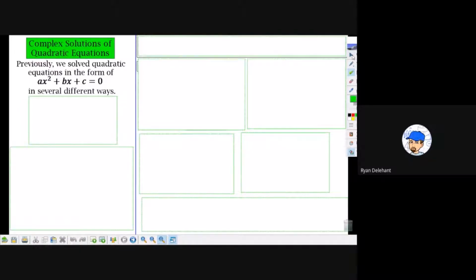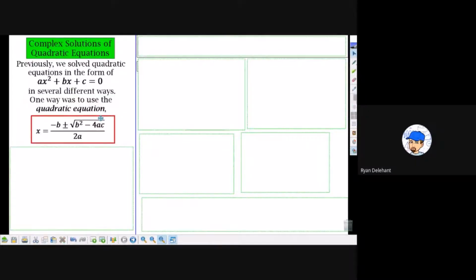Different types of answers from a quadratic, because this is where our complex solutions are going to lie. They're going to lie in this quadratic. So you solved a quadratic way back. You got to think back into math 2. Bunch of different ways. But one that we just used in that focus was a quadratic equation.